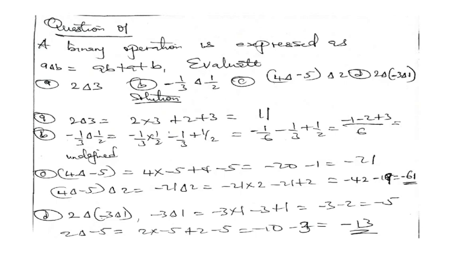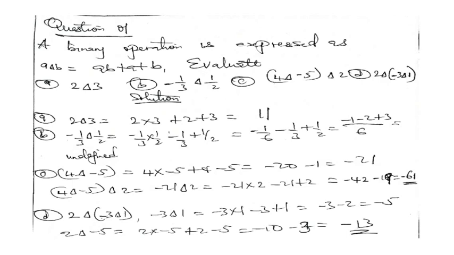That is 2 asterisk 3 equals 2 times 3 plus 2 plus 3 equals 11. B, minus 1 over 3 delta 1 over 2 equals minus 1 over 3 times 1 over 2 plus minus 1 over 3 plus 1 over 2. When simplified, will give us undefined.